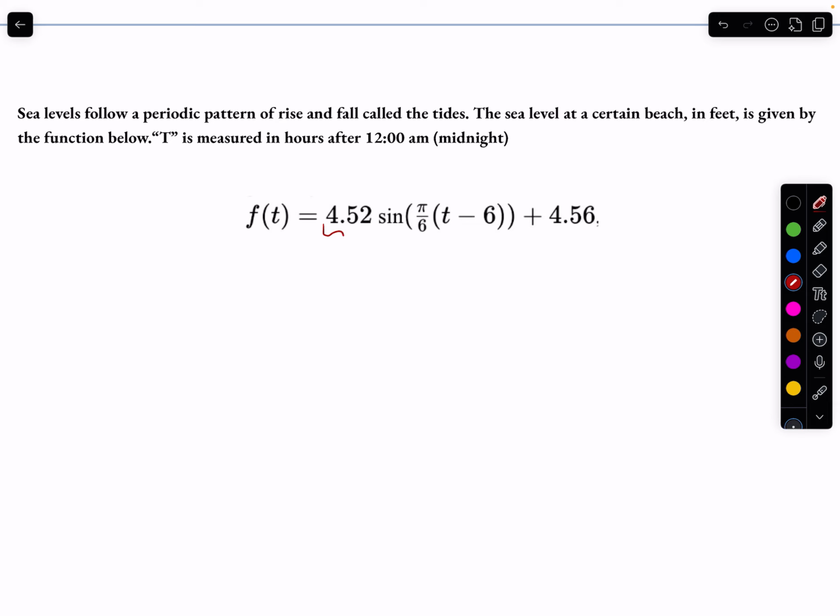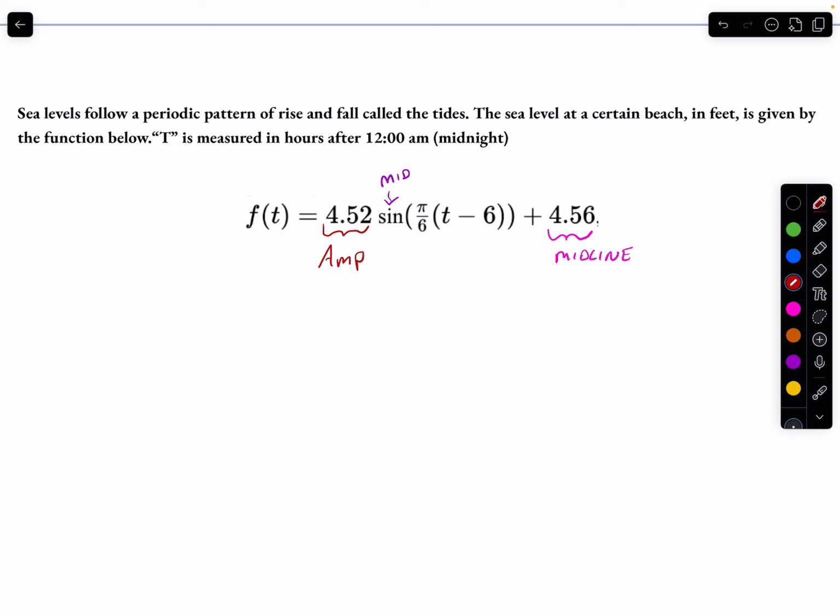First of all, we know right here is going to be the amplitude, right? It's how high up and how low it goes from the midline. And what is the midline? Right here we have the midline. Midline is at 4.56. Other pieces of information that we need, we know it's a sine curve. So that means it starts on the midline.